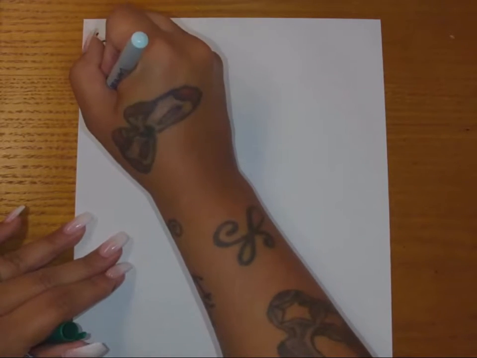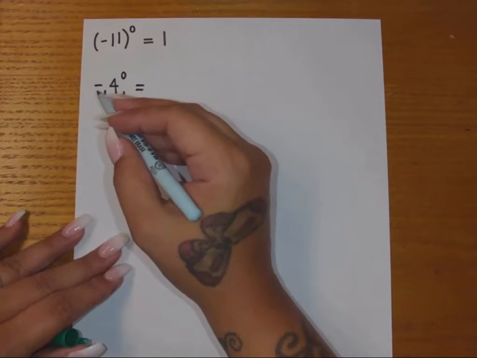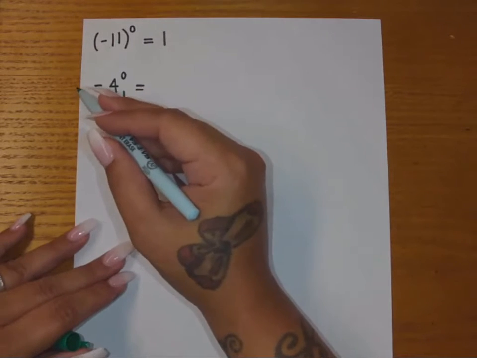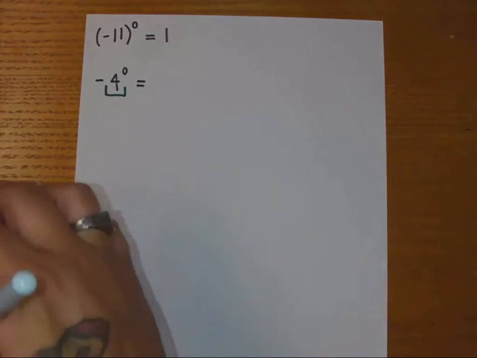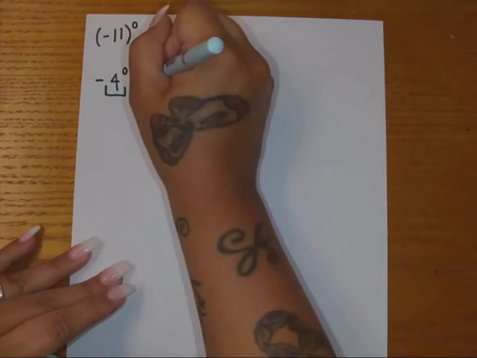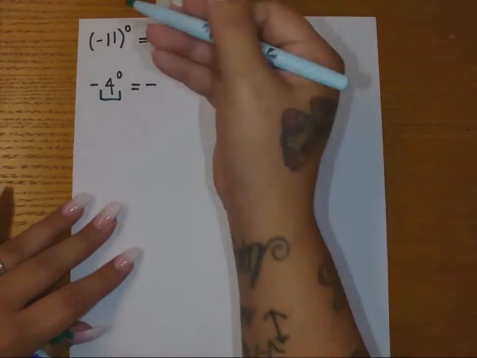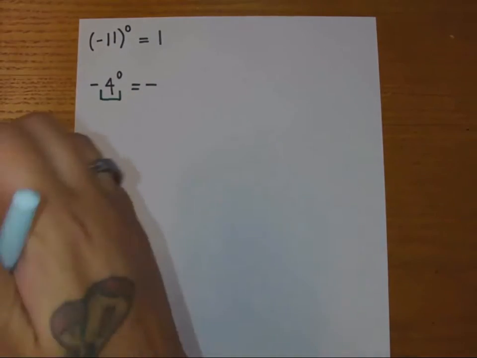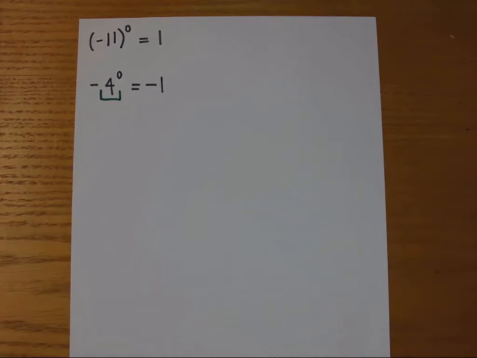In this example, our 4 is being raised to the 0 power, and then on the outside, not included in parentheses, we have a negative sign. So we have our negative sign, and then we have our 4 being raised to the 0 power, which is always 1. That one actually ends up being negative 1.